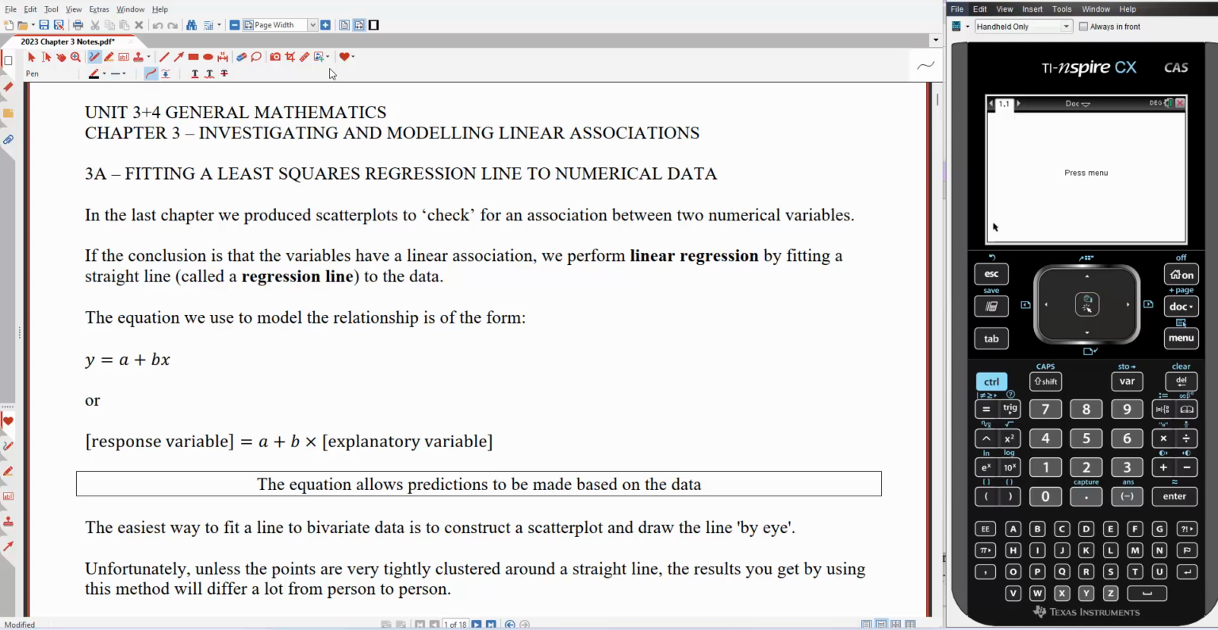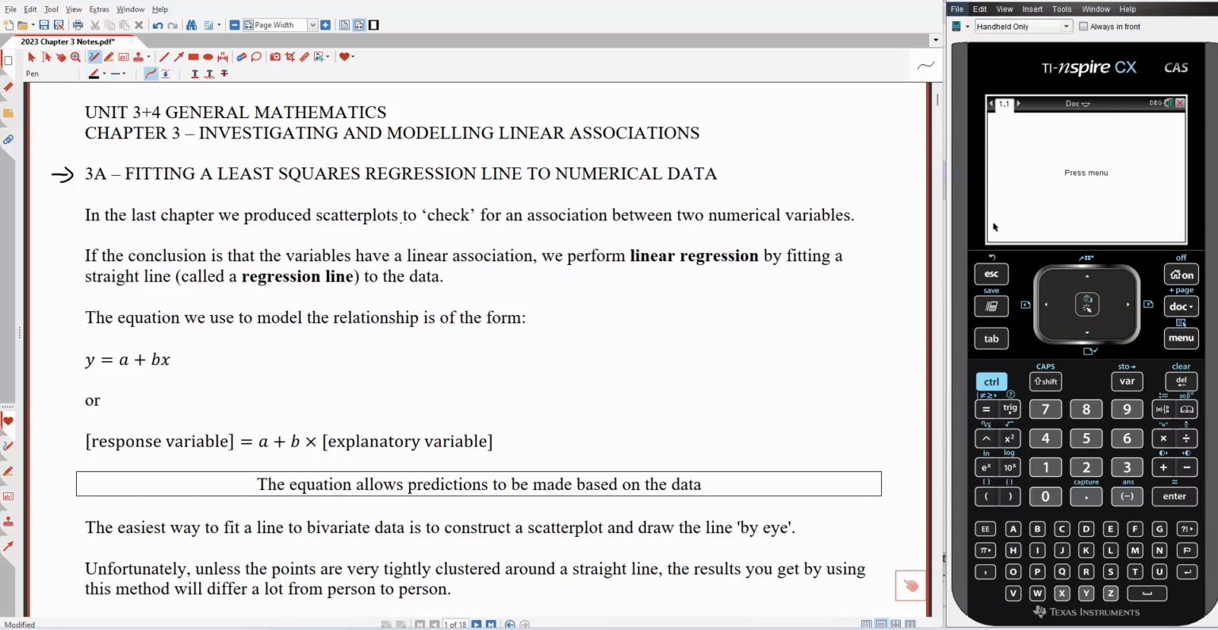In this second part of the lesson, we'll be hitting chapter 3. And today we will, as part of exercise 3A, fit a least squares regression line to numerical data. So where does this fit in context with the rest of what we've done so far?